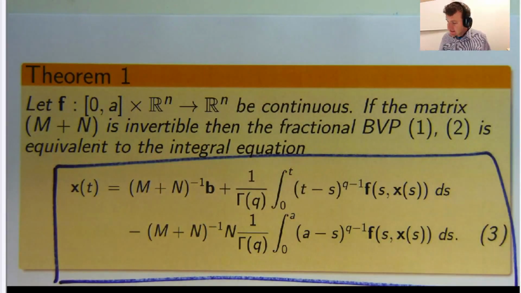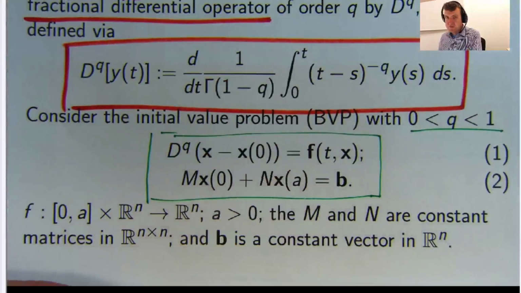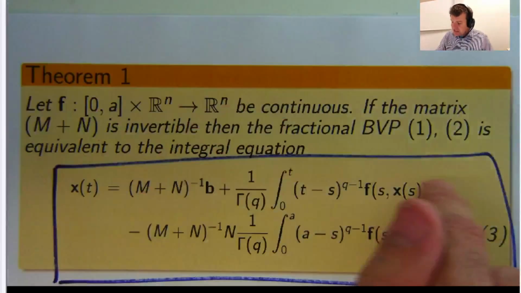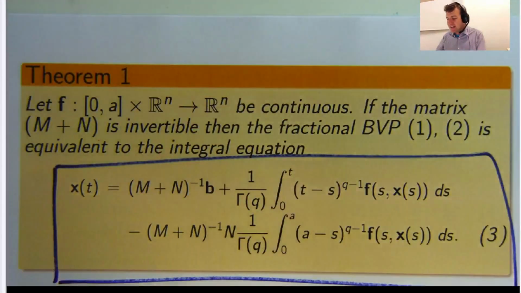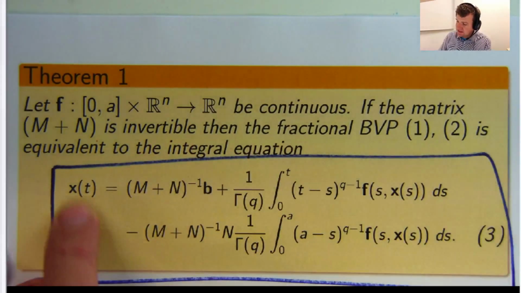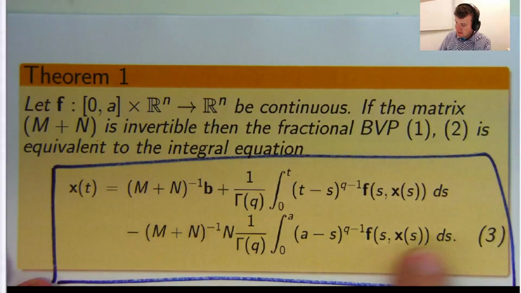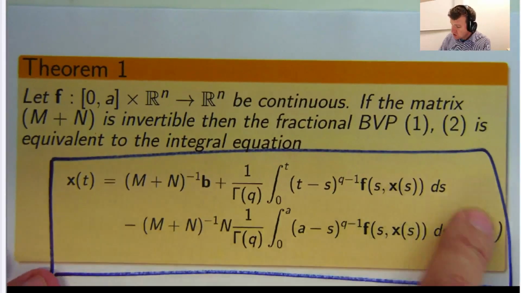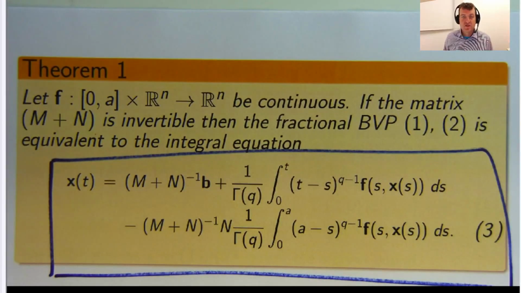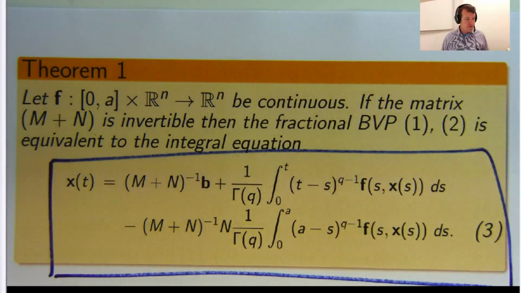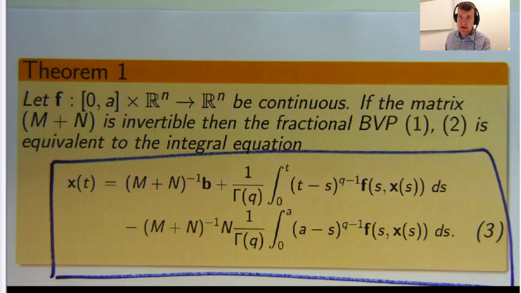What that means is that if x solves equation 3, then x solves 1 and 2. And if x solves 1 and 2, then it solves equation 3. So we're going to concentrate on this equation here rather than equations 1 and 2. Whatever we can do for this problem will translate over to information about the solutions to 1 and 2. Now, I'm not going to prove that. The proof is in the paper, but we're going to apply this in the main result.